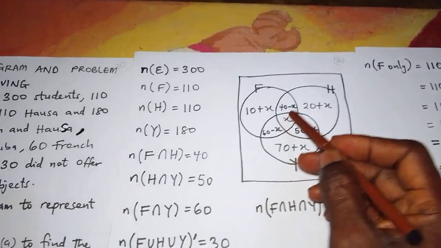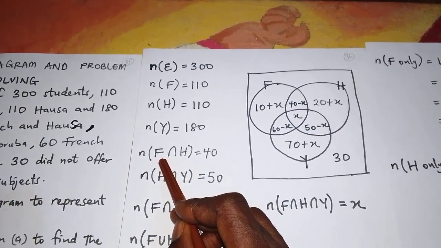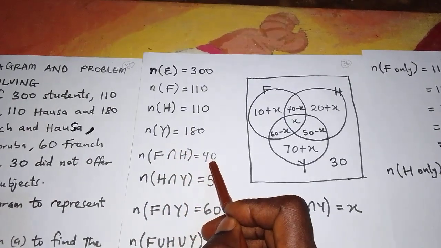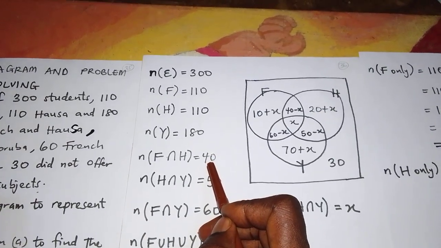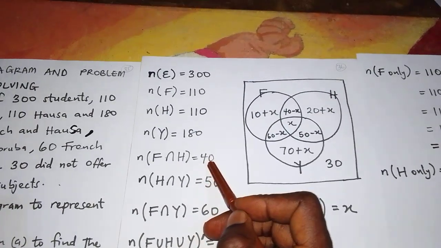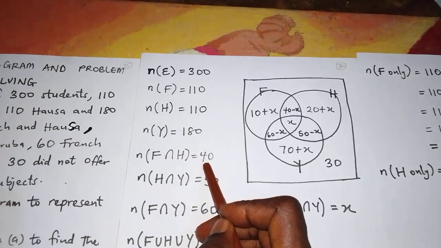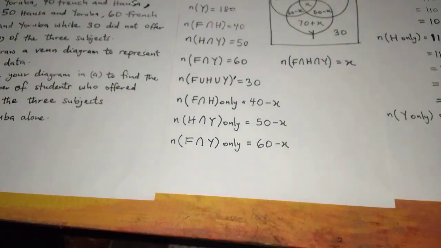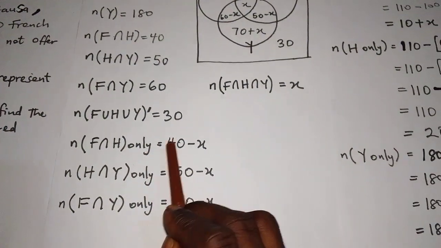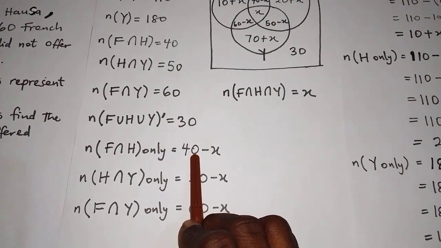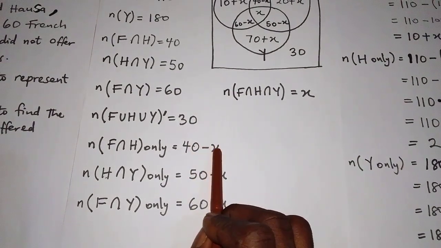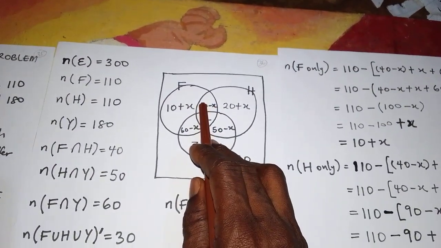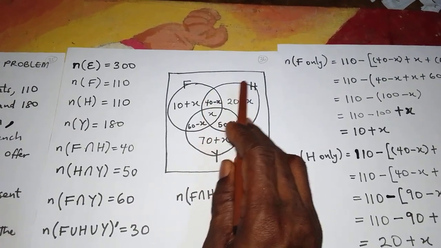Now, we have been told those that offered French and Hausa, they are 40. But out of these 40, some of them still offer Yoruba. To know those that offer only French and Hausa, it will be 40 minus X. Those that offer French and Hausa only will be those that offer French and Hausa minus those that offer the three subjects. We don't know the value of X, so we say minus X. So 40 minus X represents those that offer only French and Hausa.